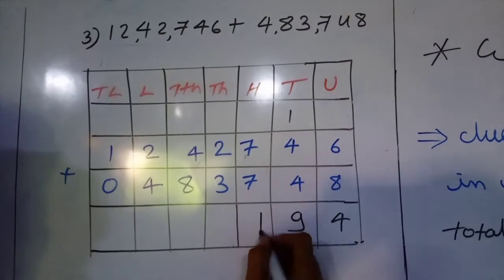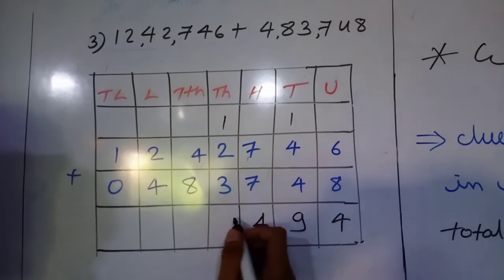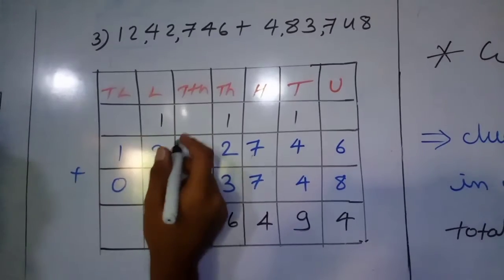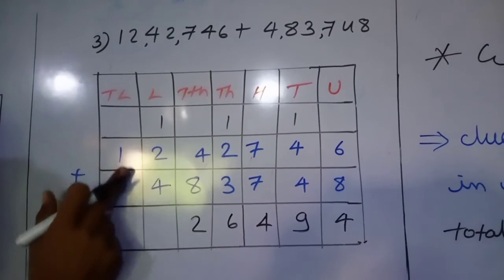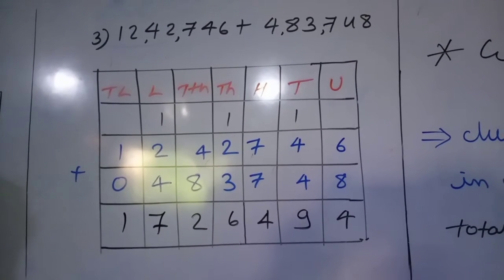7 plus 7, 14. 1 carry. 1 plus 2, 3. 3 plus 3, 6. 4 plus 8, 12, 1 carry, 1 plus 2, 3, 3 plus 4, 7, 1 plus 0, 1.